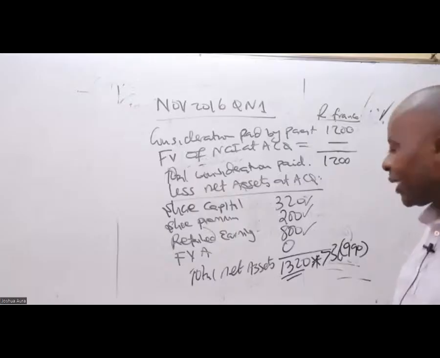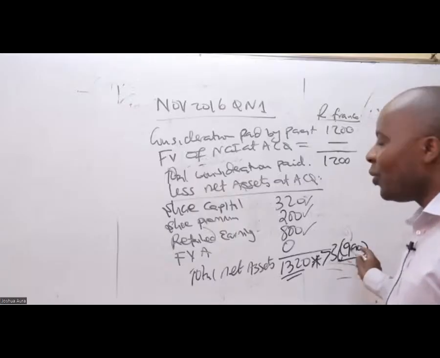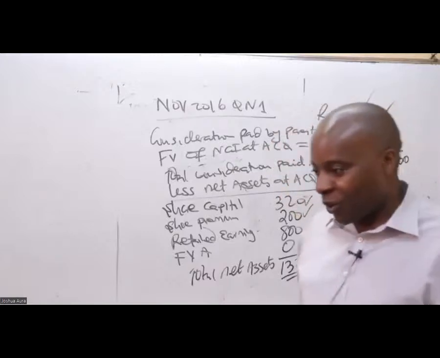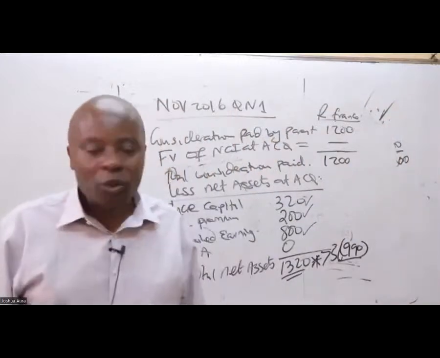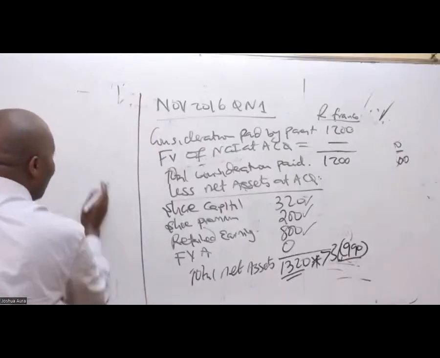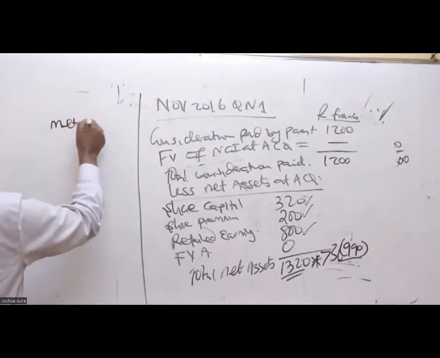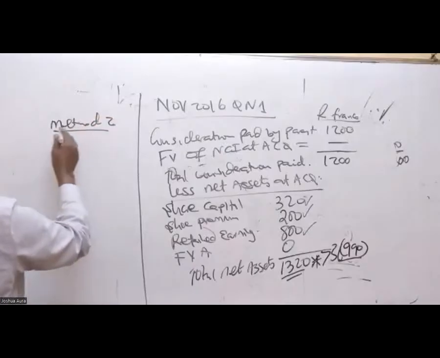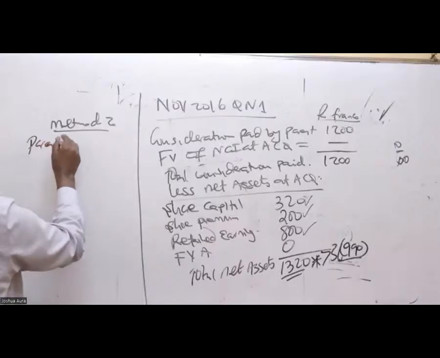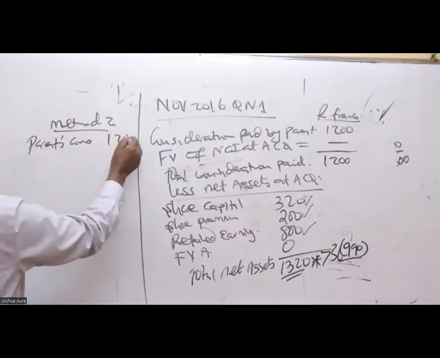This will be the goodwill at acquisition. So goodwill at acquisition is 210. Now listen carefully. You will find that some of you are used to method 1, and another student told me, teacher, we are used to method 2, where in this case they come and say the parent's consideration is 1200.